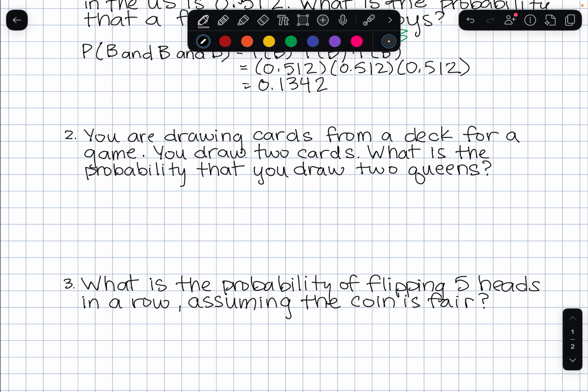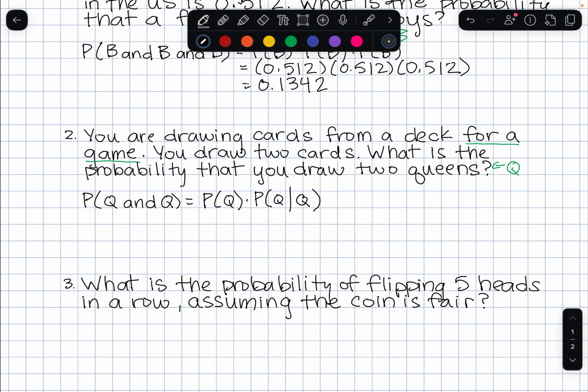All right, next example. It says you are drawing cards from a deck for a game. You draw 2 cards. What is the probability that you draw 2 queens? So in this case, we want queens. We're going to call that Q. And we're drawing cards from a deck for a game, which means I'm probably holding those cards in my hand. So when I go to do this, P(queen and queen) is going to be P(queen) times P(queen), given that my first card was a queen.